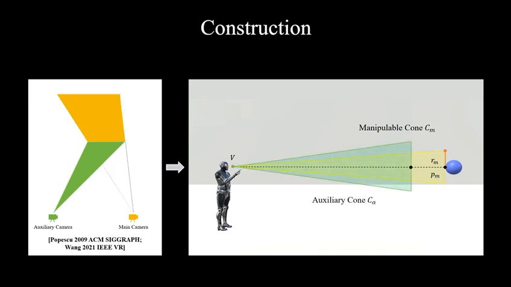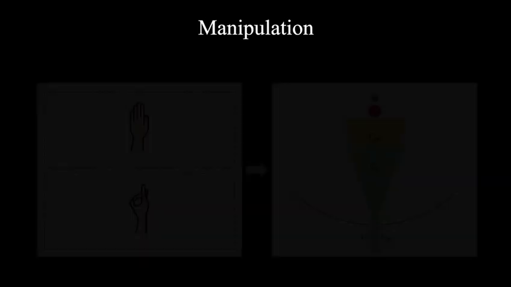Next, we also constructed the auxiliary cone CA with three parameters: the apex V, which also uses the user viewpoint, the base center point PA, which is set to 80% of the base center point PM, and the radius RA, which is calculated by the apex V, the base center point PM, the base center point PA, and the radius RM. CA corresponds to the auxiliary camera in the two-bend camera model.